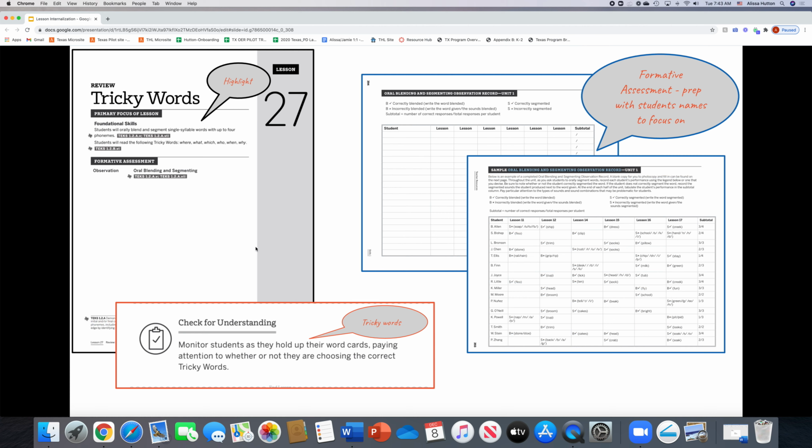Then I also am looking, as stated in that initial part of our lesson internalization template, I want to look at the check for understanding. This is directly within my lesson.